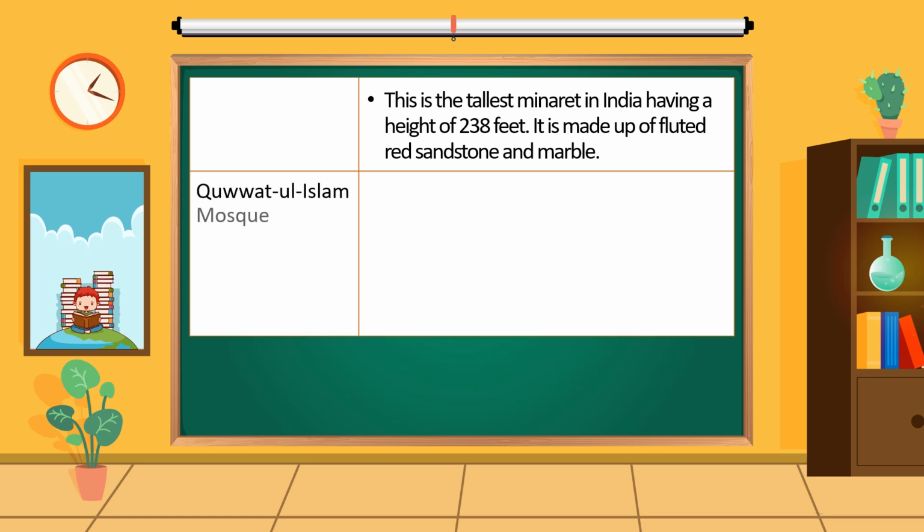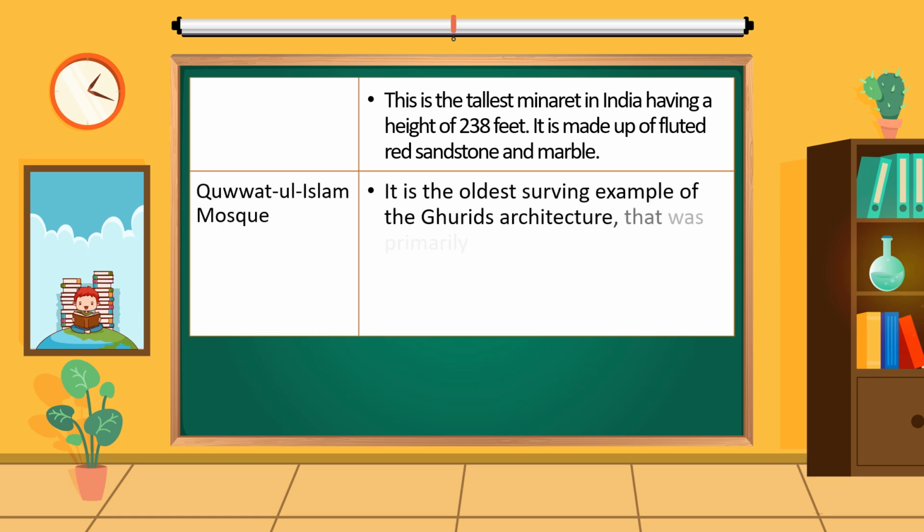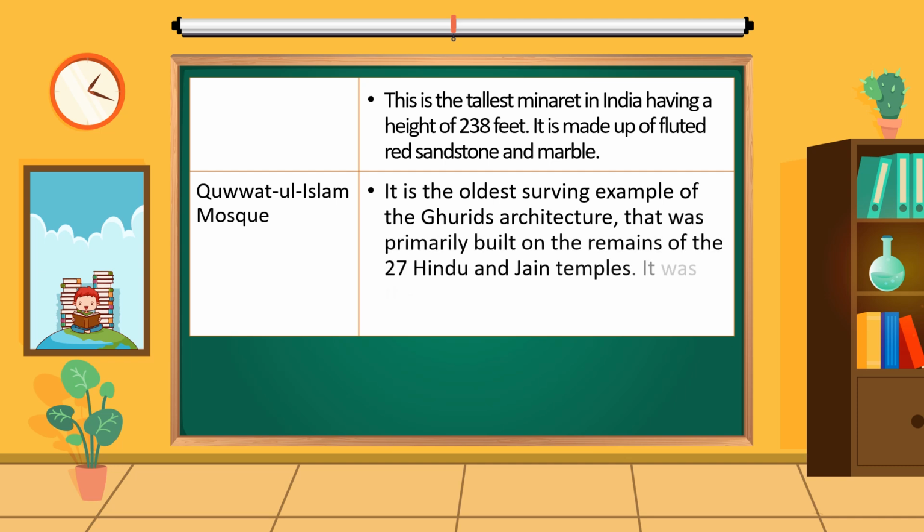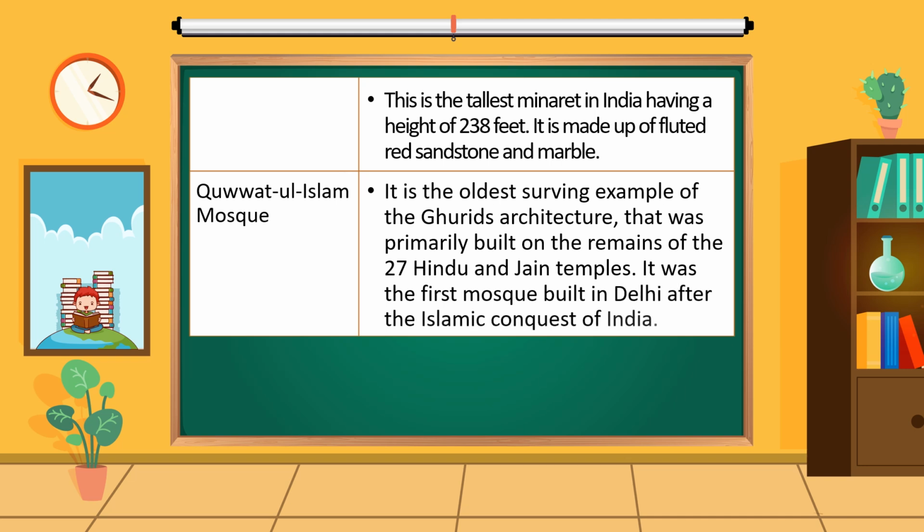Quwwat al-Islam Mosque. It is the oldest surviving example of the Ghurid architecture, that was primarily built on the remains of 27 Hindu and Jain temples. It was the first mosque built in Delhi after the Islamic conquest of India.